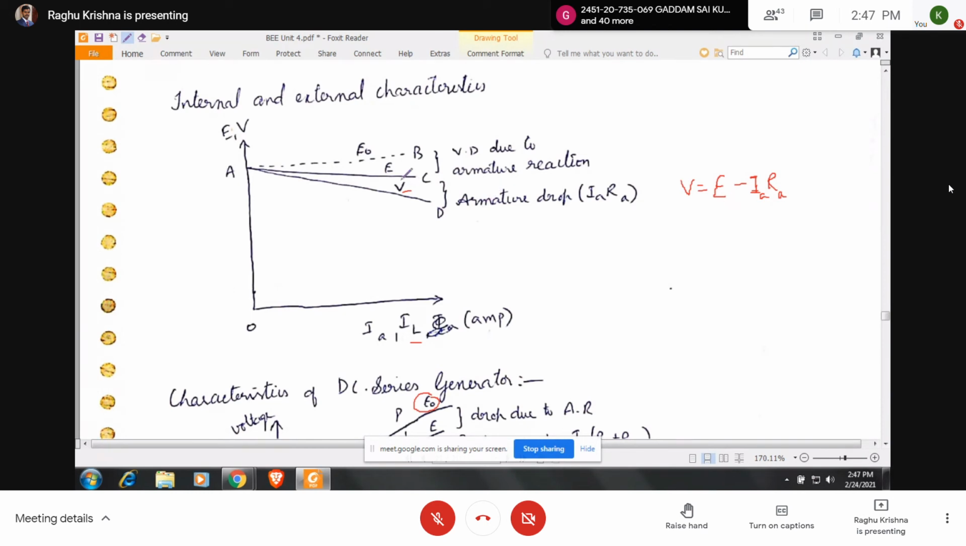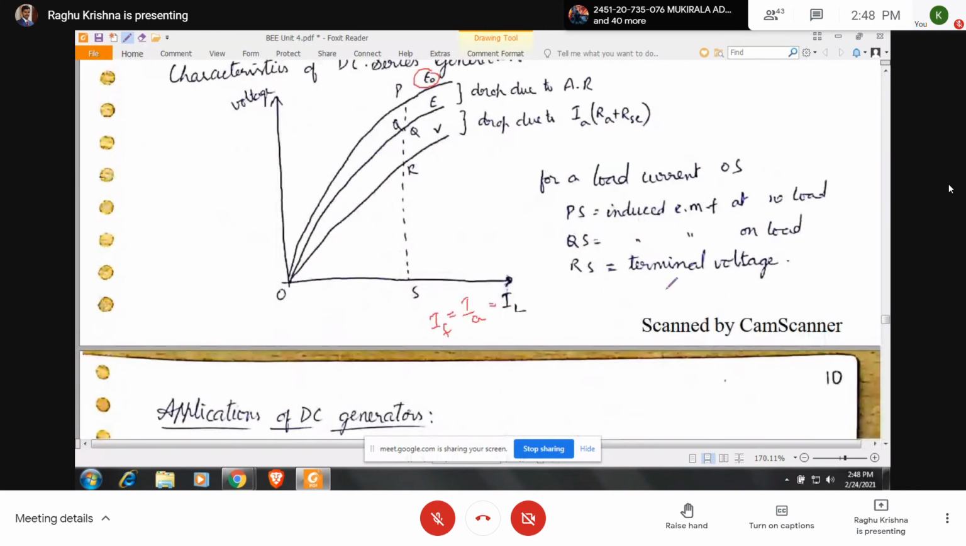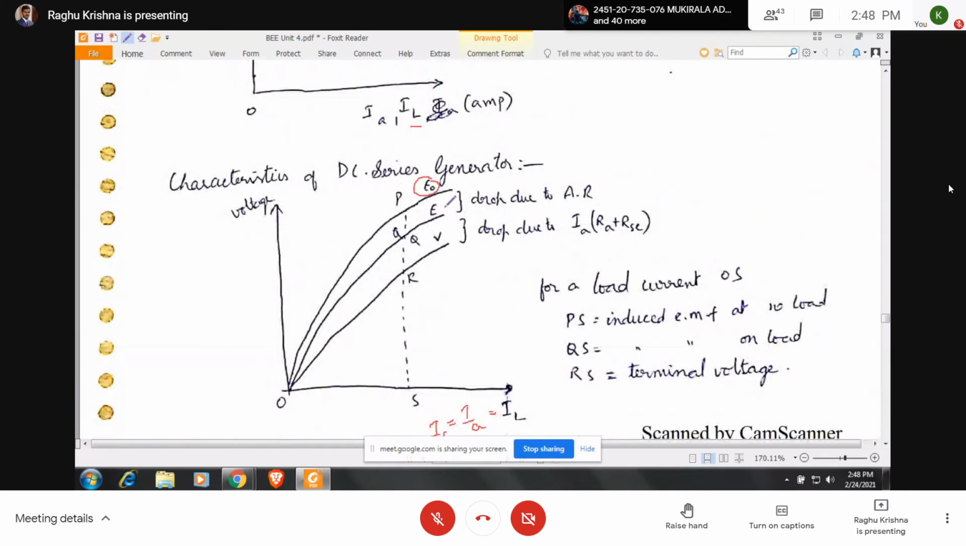See here, E is there. If you subtract IARA from E, we are going to get V. V equal to E minus IARA. Actually, we are going to reduce the armature reaction by following some methods. If you remove the drop due to armature reaction from E naught, you are going to get E. From E, if you remove the voltage drop due to armature resistance and RSC, you are going to get V. V is the terminal voltage. These are the characteristics of a DC series generator.